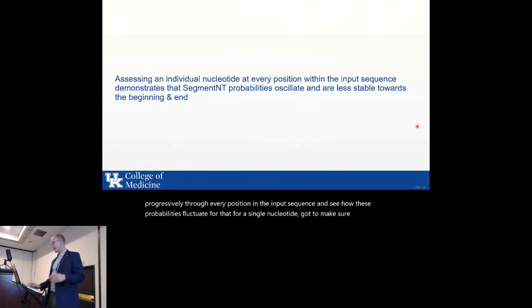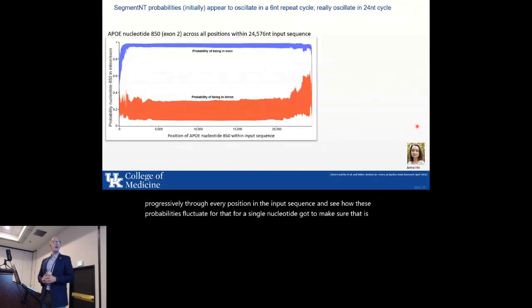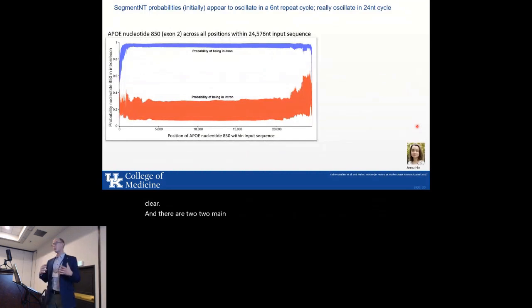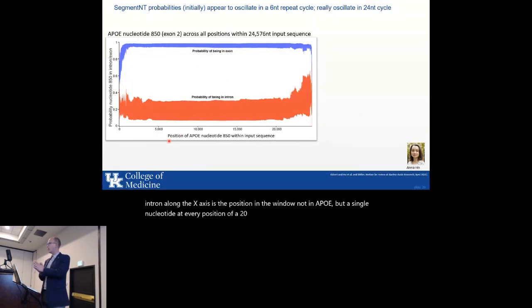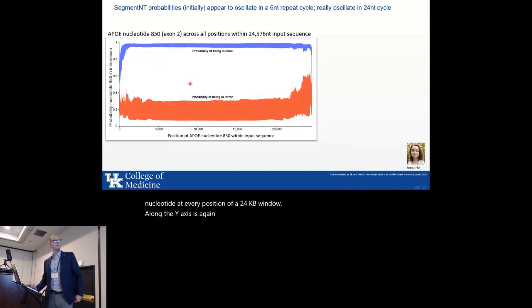Got to make sure that is clear. And there are two main things that we're going to point out here. But first, what are we looking at? We're again looking at ApoE. Up here is the probability of being an exon, and on the same plot, the probability of being an intron. Along the x-axis is the position in the window, not in ApoE, but a single nucleotide at every position of a 24 kb window. Along the y-axis is, again, the probabilities.